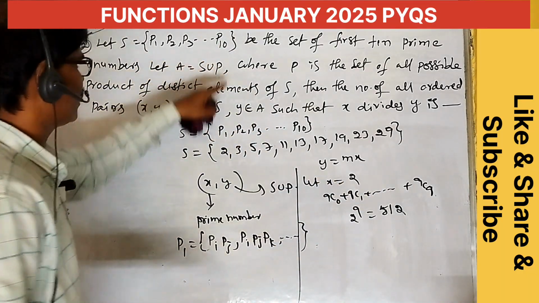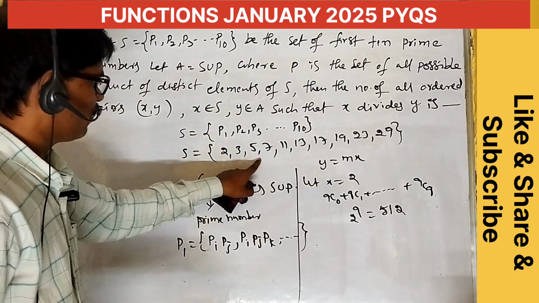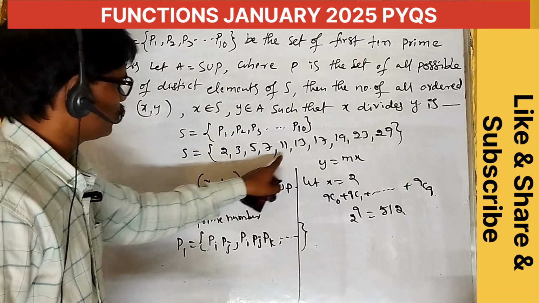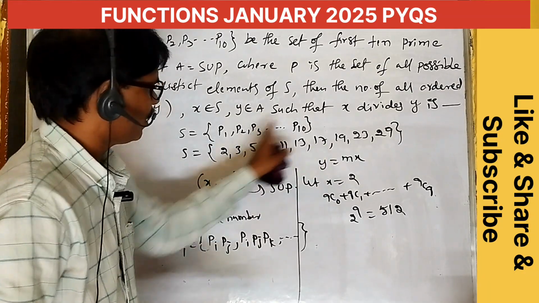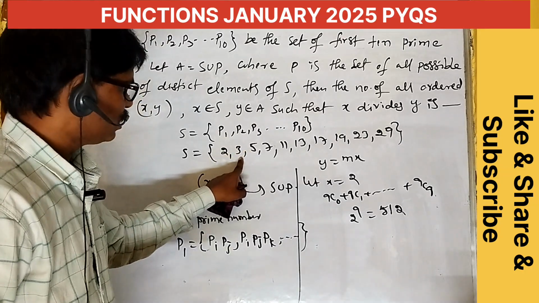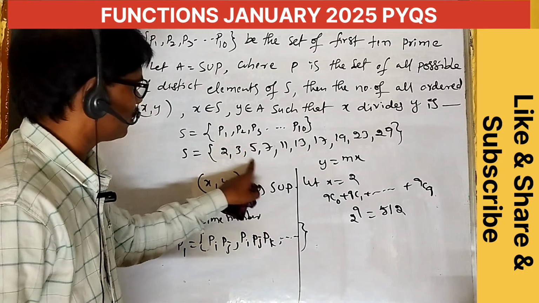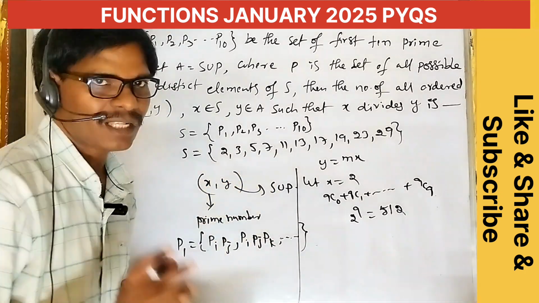2 is fixed. Where is the 2 here? 2, 3; 2, 5; 2, 7; and 2, 3 and so on, all are multiples. How many times are there here? 9 times. Next, 3 is fixed, which means the remaining also the same: 3, 5; 3, 7; 3, 11. That is also 9 times.